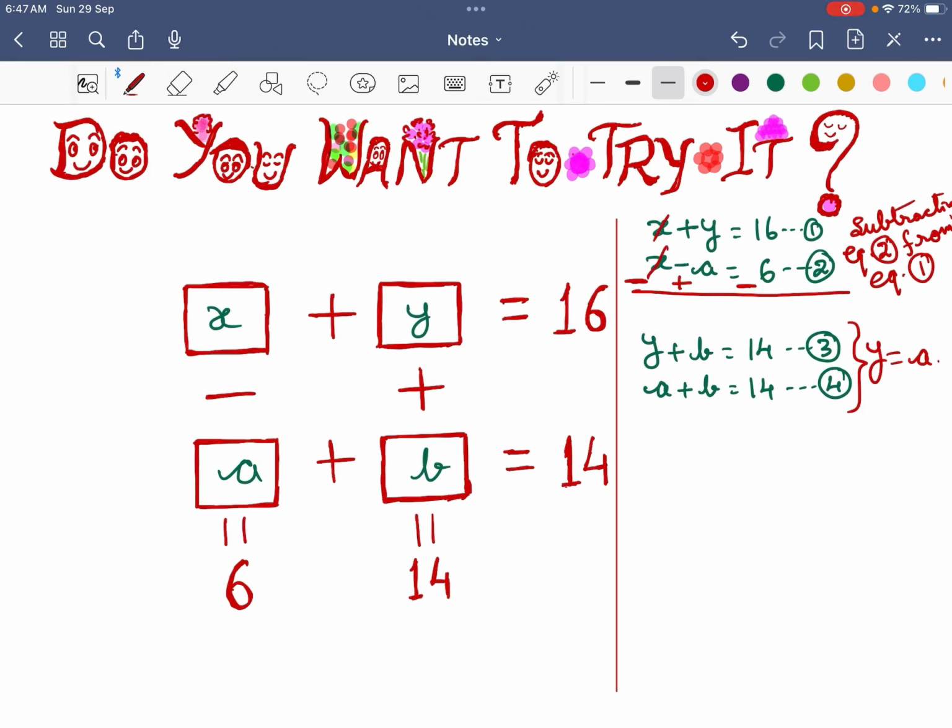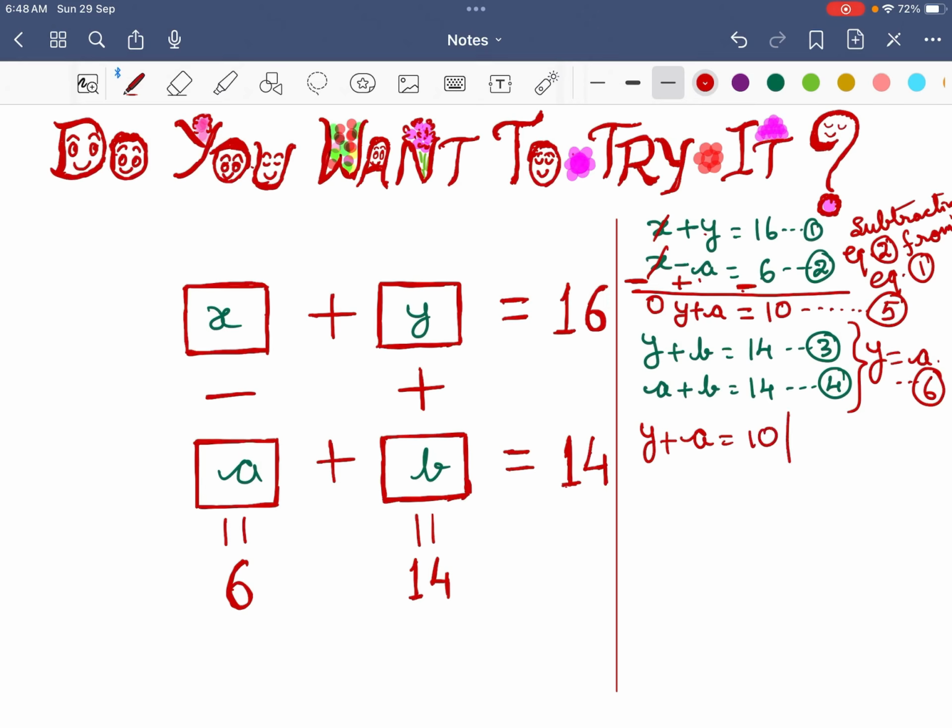Now this plus x and this minus x will be cancelled. It will become 0, no need to write it. Now here plus y plus a. So it will become y plus a is equal to 16 minus 6. Now 6 is carrying minus sign, so 16 minus 6 is equal to 10. So now our puzzle is solved. Let's consider this as equation 5. Clear? So now y plus a is equal to 10 we are getting.